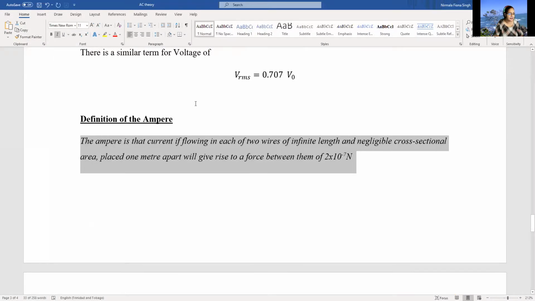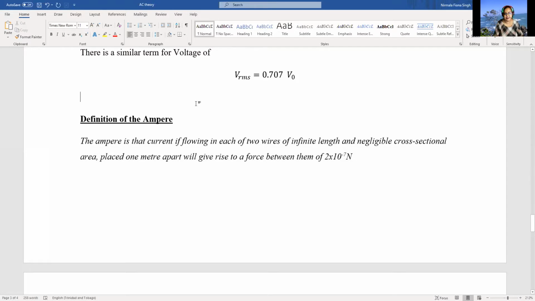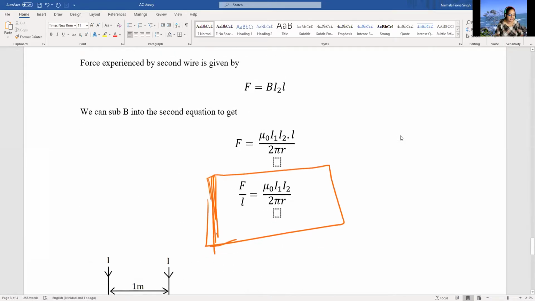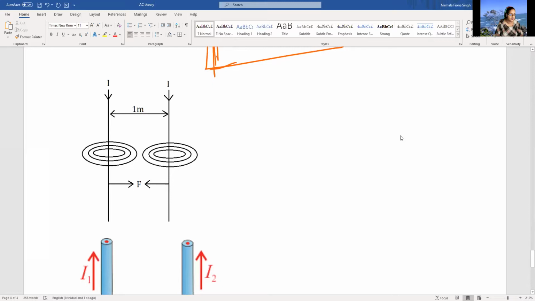All right, so your ampere is the current that flows in two wires of infinite length. Infinite length doesn't mean infinity, it just means very long. And negligible cross-sectional area, so A isn't considered. And placed 1 meter apart will give rise to a force of 2 times 10^-7 newtons. So what it has here, I'm just going to explain the equation. If I take two wires, put them 1 meter across from each other, and I have 1 amp of current flowing in these lines, if they're 1 meter apart, the two wires will experience a force of 2 times 10^-7 newtons. That's the actual definition of an ampere.